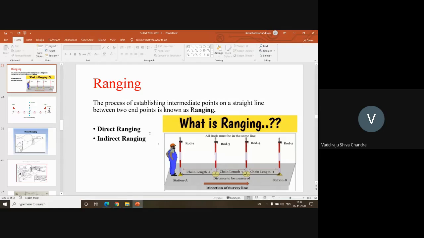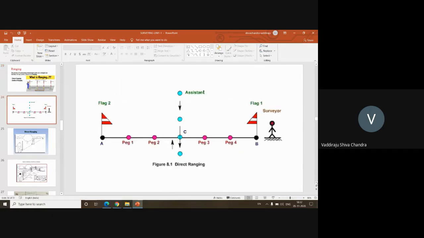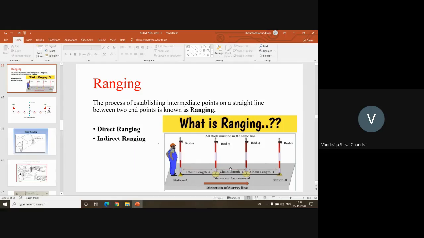So in this figure you can see this is station A and this is station B, and I want to measure the distance between station A and B, which consists of three chain lengths. So the total distance may be either 60 meters or 90 meters, depending on the chain length you are using. What you need to do here is first establish your station points A and B. You need to drive the pegs there and place your ranging rod. Once you place your ranging rod, you need to ensure that both are in one line.